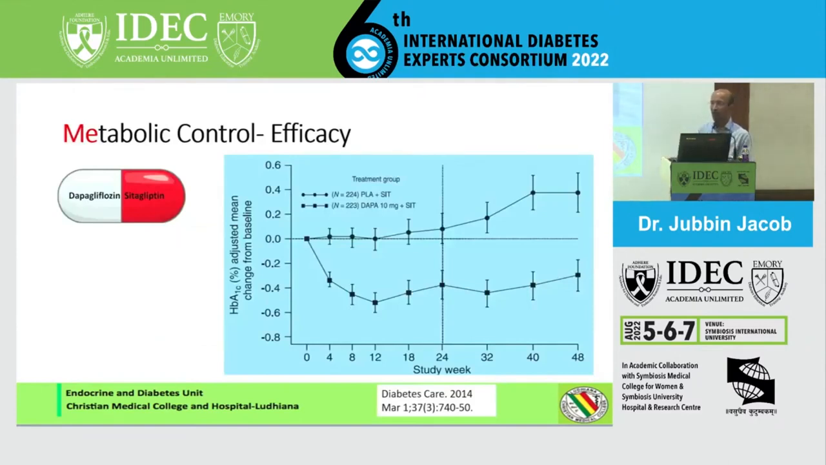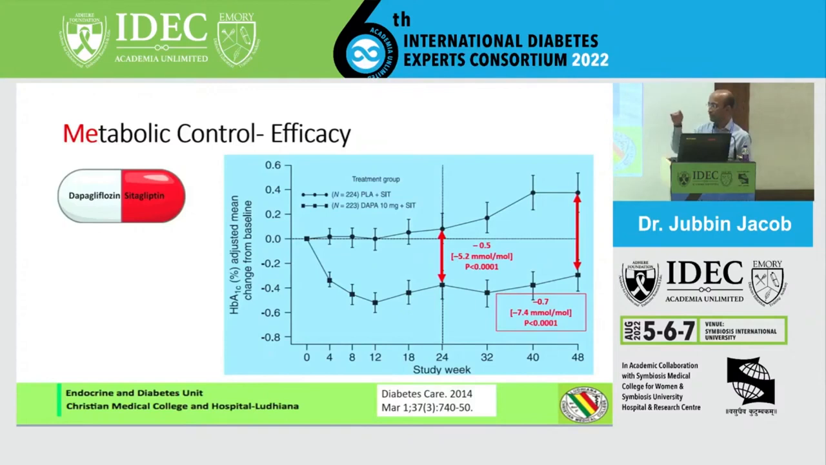Now, we don't have any data of this pill together, but we do have a clinical trial which looked at patients who were on placebo versus sitagliptin. So these were patients at baseline on sitagliptin who were then added dapagliflozin versus placebo. This was for looking at the efficacy of dapagliflozin, not sitagliptin here. But what is clear is that with the combination at 24 weeks, there was a difference of HbA1c by about 0.5%. And at the end of 48 weeks, there was a difference of 0.7%.